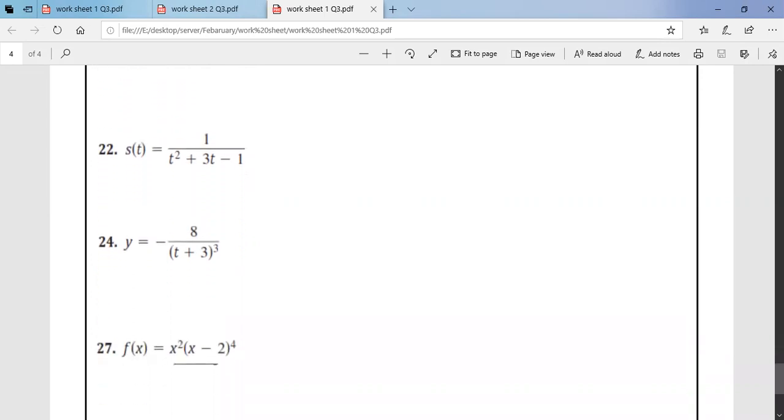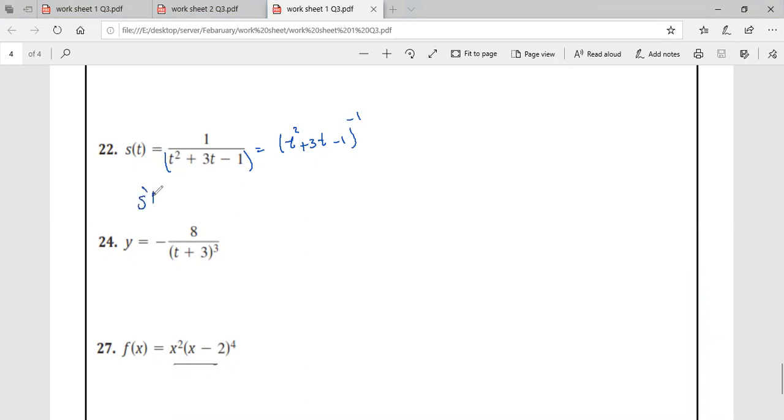And by the same way, 24 is the same. But okay, no problem. I'll solve it. Take this one, rewrite this function. I consider all of this trinomial as a bracket. It will be t squared plus 3t minus 1 all to power negative 1. Now this function became in power form.